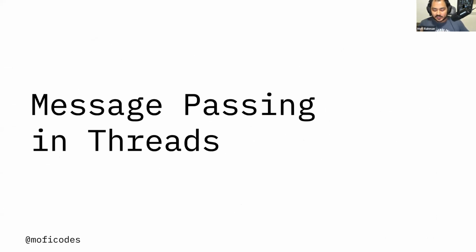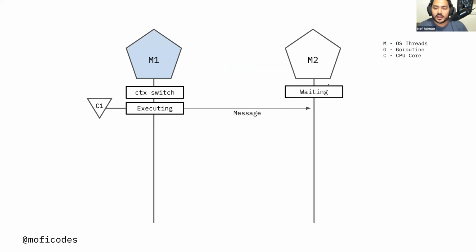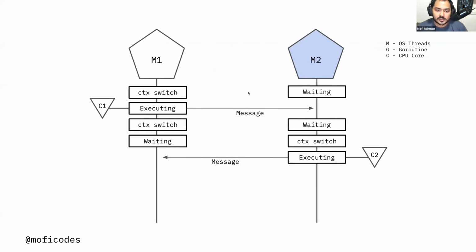So, message passing in threads. When you have 2 different threads and you want to pass information between each other, let's say I have a thread M1 that is now scheduled on CPU core 1, and a thread M2 that is waiting for some information from it. What we have to do is, once we get it to M2, we put M1 to sleep or waiting, and M2 gets the information, and M2 might get rescheduled onto core 2. We can't guarantee where it gets scheduled. We do the work we need to do.